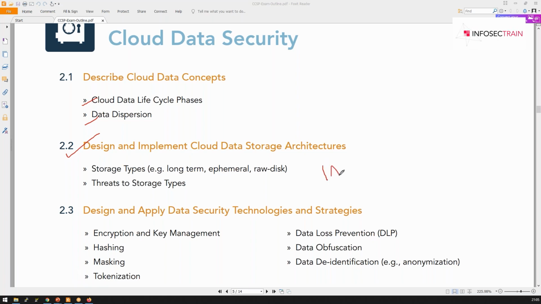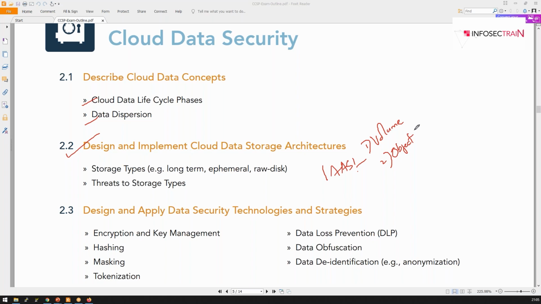In the IaaS platform, we can say we have two types of storages. First, we have volume storage, and second, we have object storage. These are the two types of storage we have in the cloud platform. That is a key thing we have to understand: volume storage and object storage.